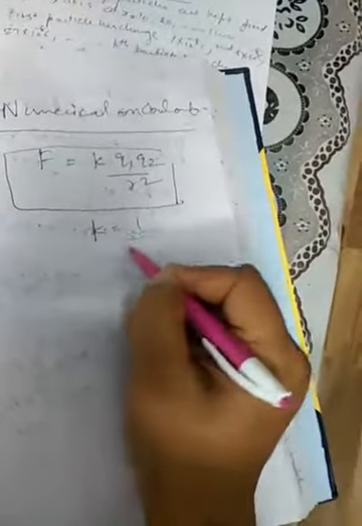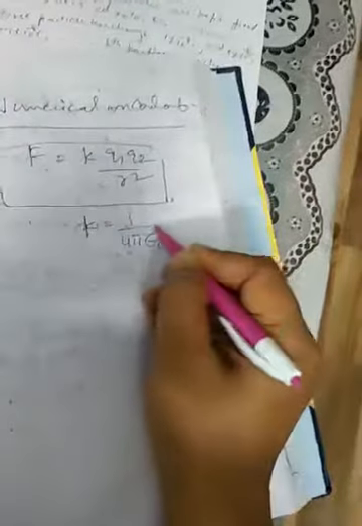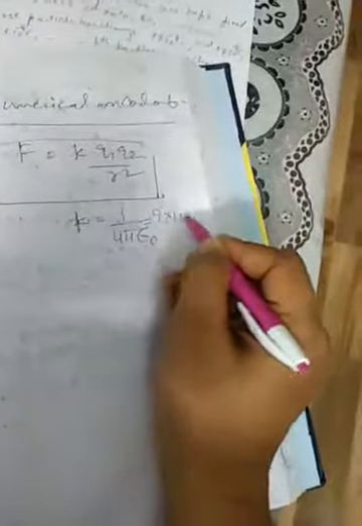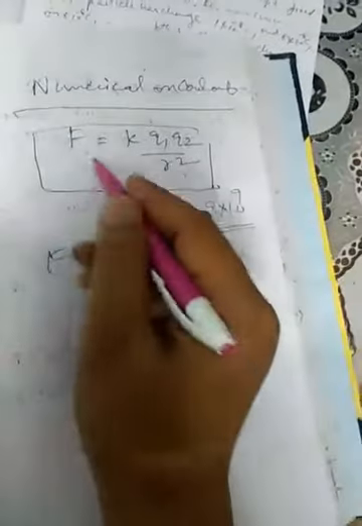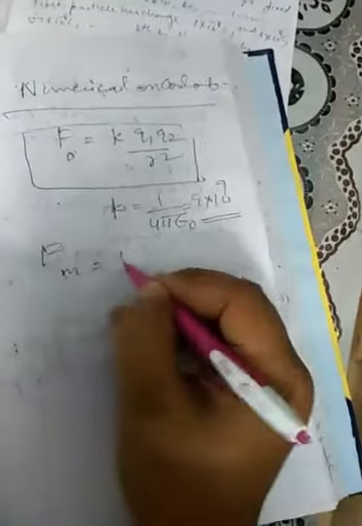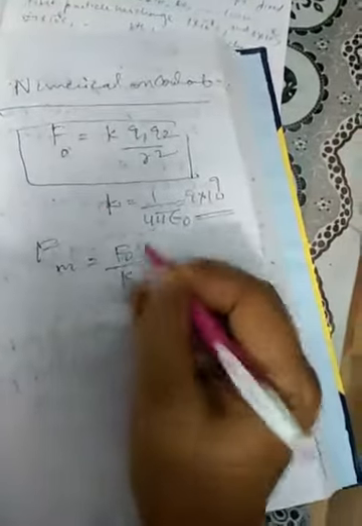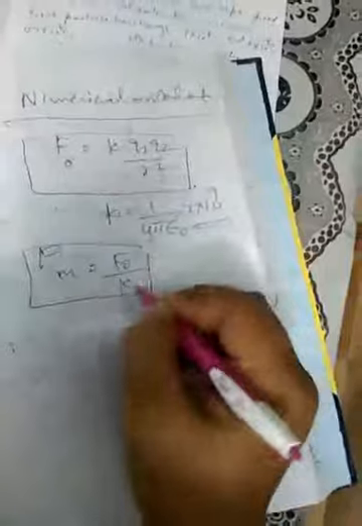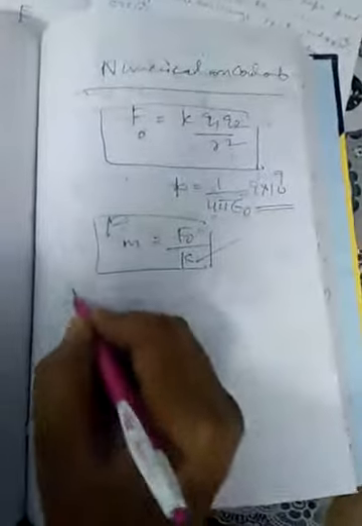K is equal to 1 by 4 pi epsilon naught, and that value is equal to 9 into 10 raised to power 9 SI units. But this is the equation for force in air. If you take force in a medium, then the force in air divided by the dielectric constant of the medium is going to be taken. So let us go for certain kinds of numericals.